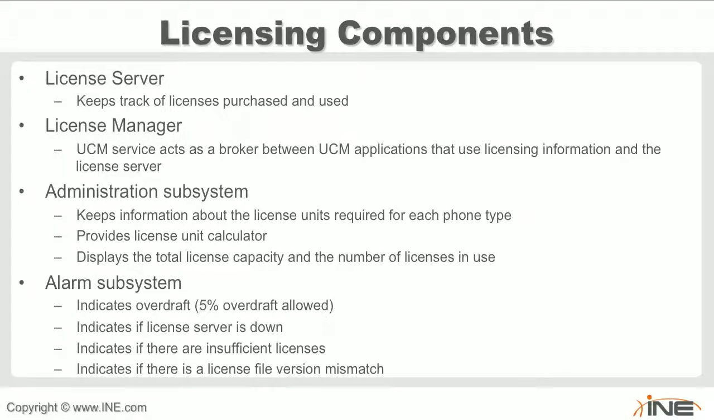The alarm subsystem will also alarm and indicate if there is a license server issue, if it's down. It will tell me if there are insufficient licenses, including the overdraft, to add additional devices, and if there's a license file version mismatch. So maybe I purchased licenses for version 8.0, and now I'm upgrading to 9.0. Okay, so it will tell me if that's an issue, and Cisco will certainly provide a way to migrate those licenses when you move to a new version.